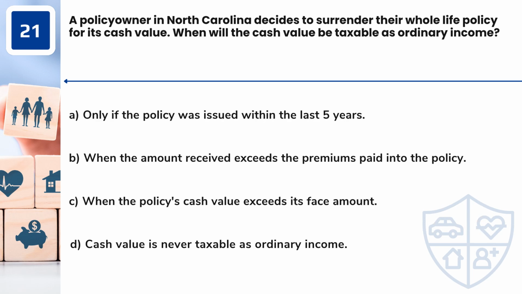Question 21. A policy owner in North Carolina decides to surrender their whole life policy for its cash value. When will the cash value be taxable as ordinary income? A. Only if the policy was issued within the last 5 years. B. When the amount received exceeds the premiums paid into the policy. C. When the policy's cash value exceeds its face amount. D. Cash value is never taxable as ordinary income.